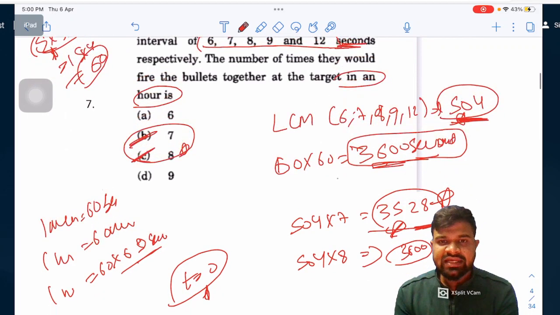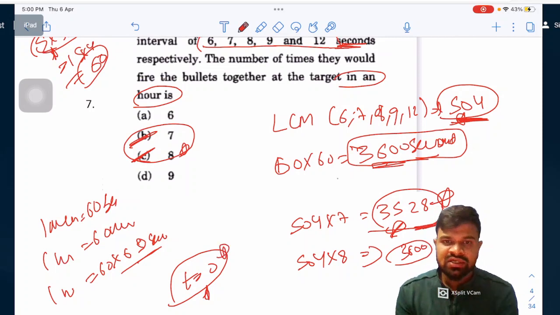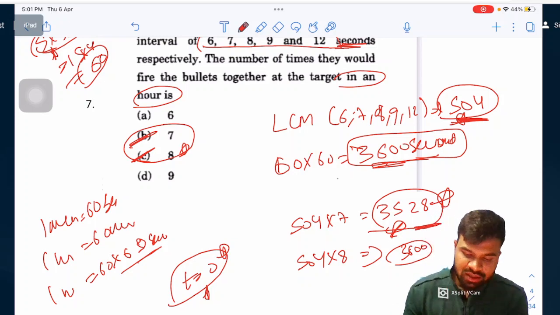If you go by the LCM logic, then 7 will be the answer. But if we assume that they will have the first common shot at t equal to 0 seconds, at just the starting, then the answer will be 8. So there is no common answer, and UPSC accepted this mistake and gave both as the answer. In such a type of question, whoever attempted the question will get a reward. If you have not attempted the question, then you will not get a reward. So please keep this in mind.